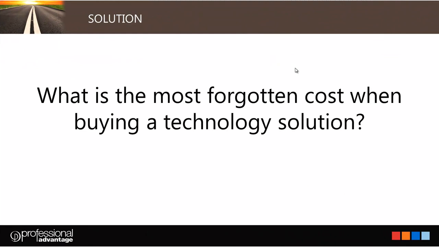And this leads to what is the most forgotten cost when buying a technology solution, because ultimately, people focus on a sticker price and how long it takes to implement it. But once you actually have the solution, if it's not something that you can change and adapt easily and have workers being able to use it simply, it just falls into disuse. And in that case, that's the most wasteful use of dollars when putting in technology.